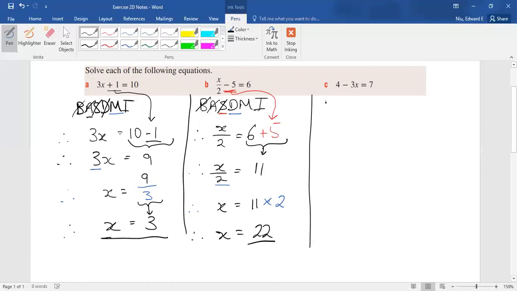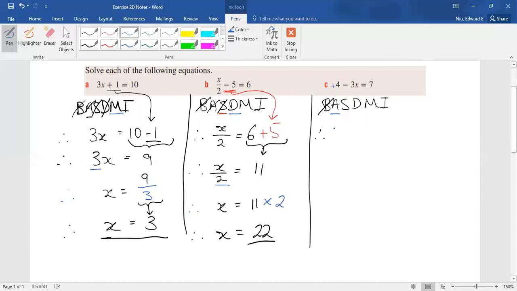Let's move on. Let's write our acronym again. BASDMI is our linear equations. And we think to ourselves, do we have brackets in example C? No brackets. Do we have any addition terms? Yes, we actually do. Can you see where the addition term is? If you said the +4 here, you are spot on. So the +4 here is actually an addition term.